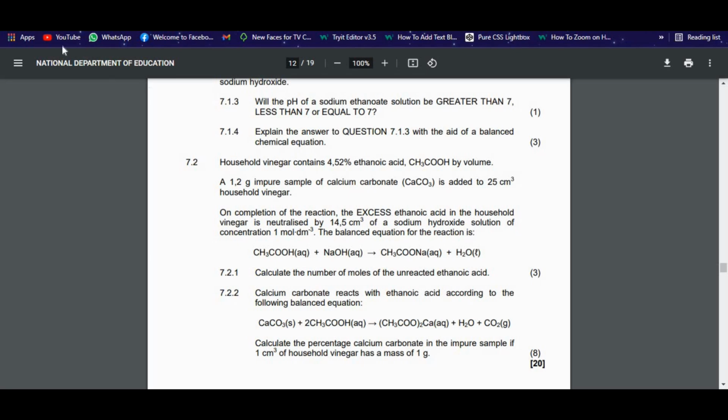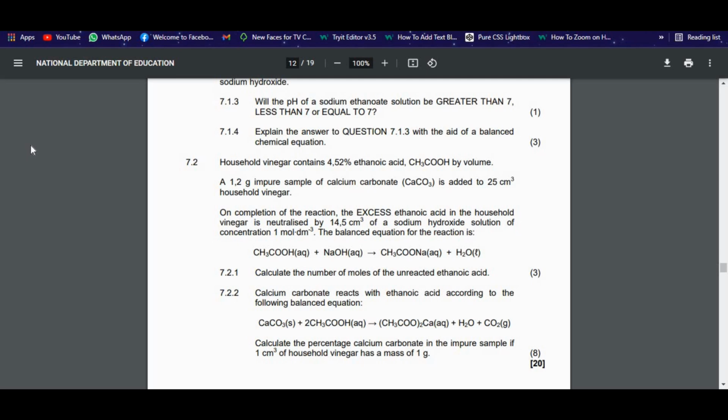Now 7.2.2. Calcium carbonate reacts with ethanoic acid according to the following balanced equation. Calculate the percentage of calcium carbonate in the impure sample if 1 cubic centimeter of household vinegar has a mass of 1 gram. First things first, they told us at the beginning that household vinegar contains 4,52% of ethanoic acid. So what we should do is probably find out the mass of ethanoic acid that is present.